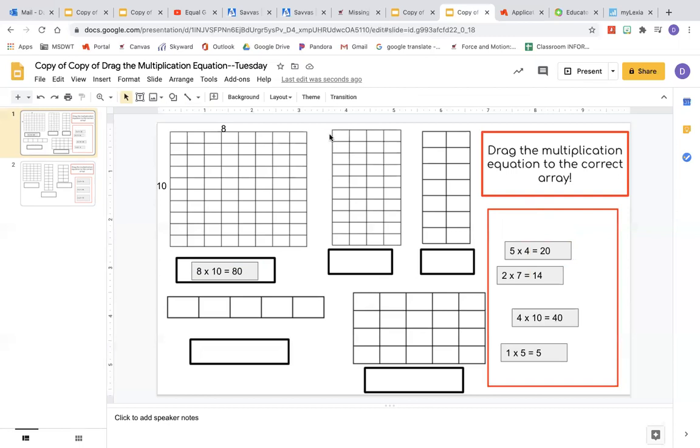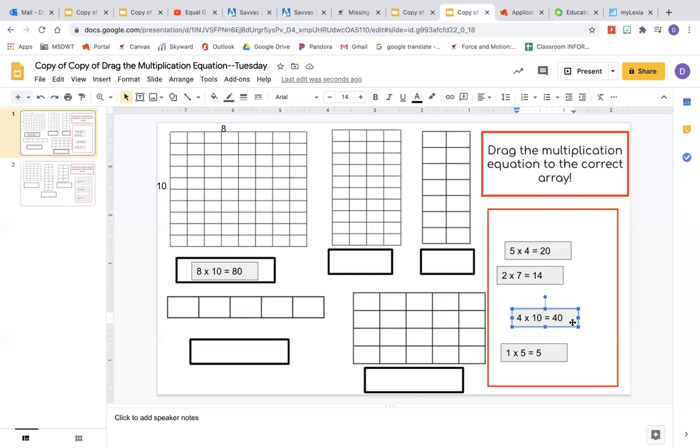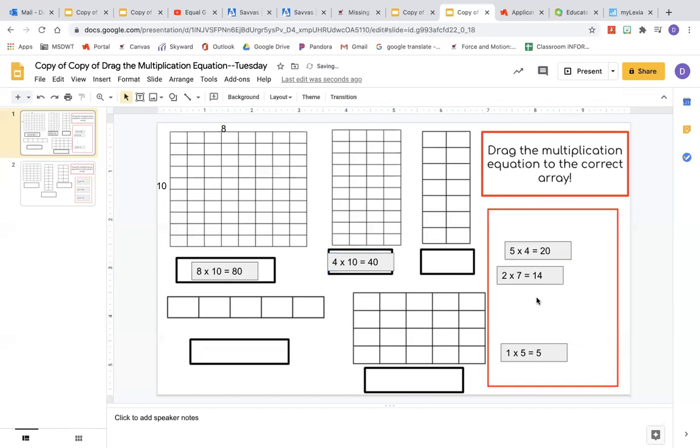How many do I have going down, or how many rows do I have? 1, 2, 3, 4, 5, 6, 7, 8, 9, 10. Another 10. All right, so we know this is 10. 10 times what? How many do I have going down? 1, 2, 3, 4. 10 times 4. Do we see a 10 times? Oh, 10 times 4. Perfect.